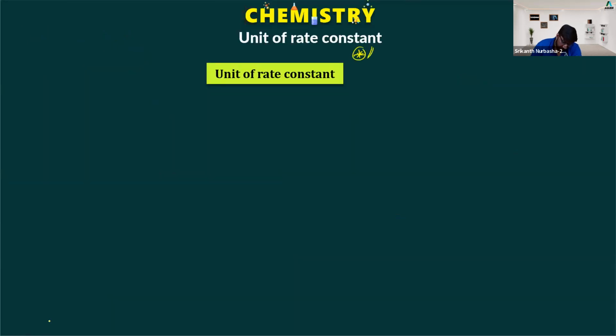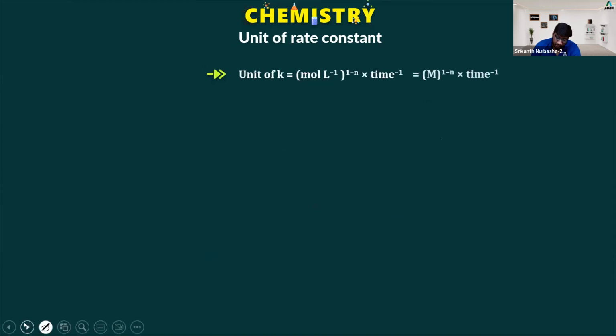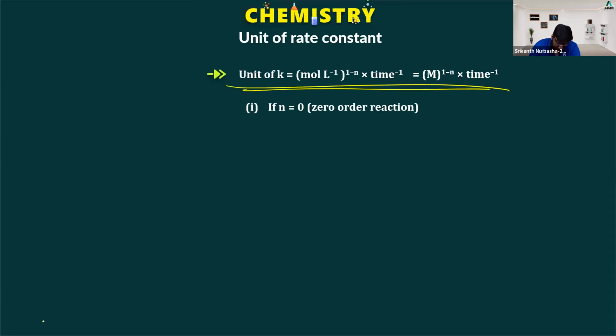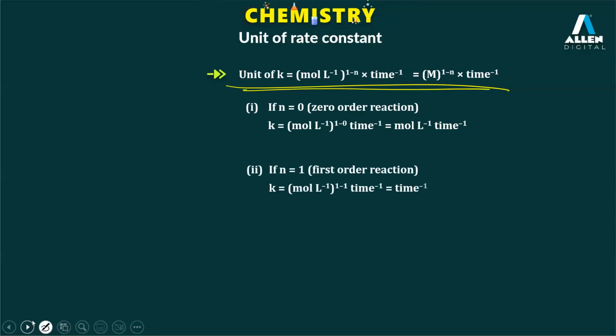Unit of rate constant, this is what I have discussed. Unit of rate constant: K is equal to mole per liter, that is concentration, power 1 minus n, into time power minus 1. If it is a zero order reaction, what was the unit we got? Mole liter inverse time inverse. If it is a first order reaction, what was the unit you got? Just time inverse.